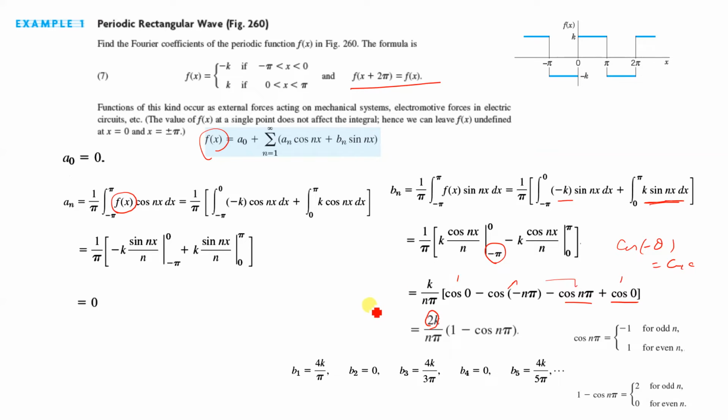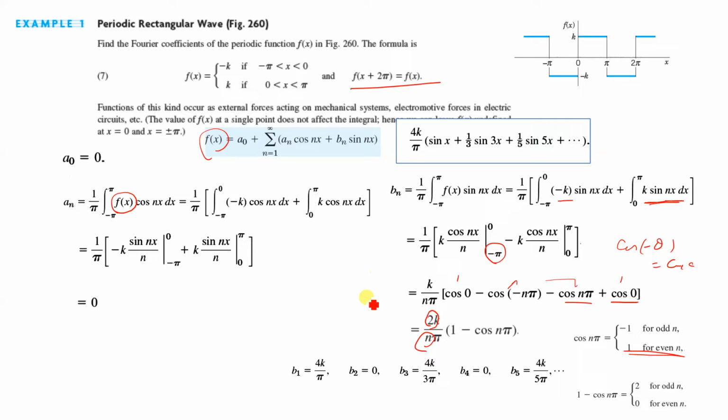After plugging in the values of n, we have different values of b. For n equal to 1, b1 is equal to 4k over pi, because when n is equal to 1, we have cos of pi. Cos of pi is minus 1, so the negative will make it positive. We have 2 here, so 2 times 2 is 4, 4k over n pi with n equal to 1. So b2 is 0, because n is even and the value of cos n pi is 1. b3 is 4k over 3 pi, because n here is 3. Similarly, b4 is 0, b5 is 4k over 5 pi.